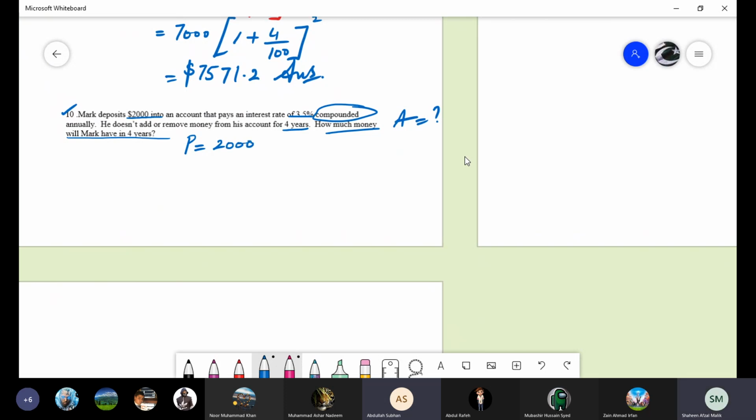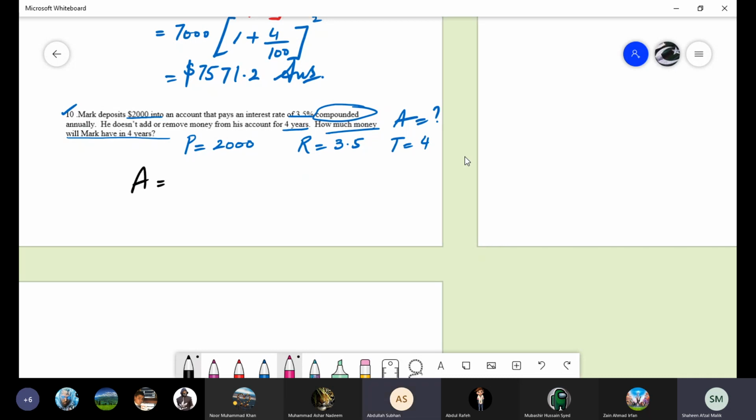Abdullah, what is the principal? 2,000. Rate of interest? 3.5%. And the time? 4 years. Because we want to find out the amount only. We have to find out how much money he will have in 4 years. So what will be the formula for amount here?